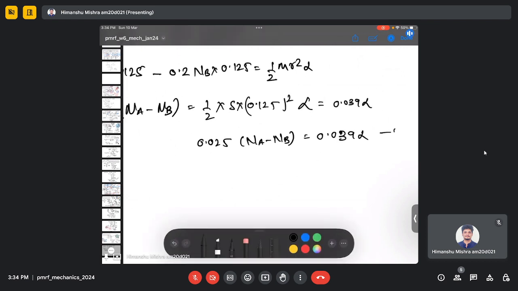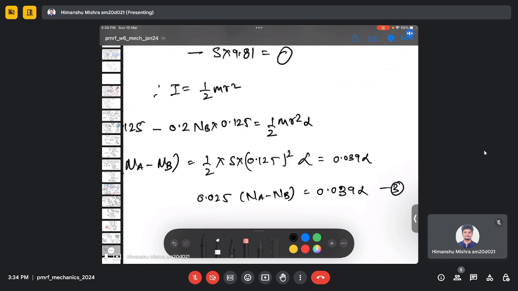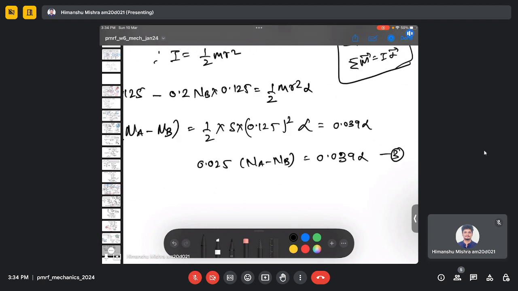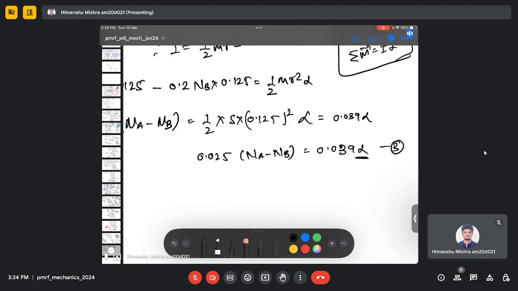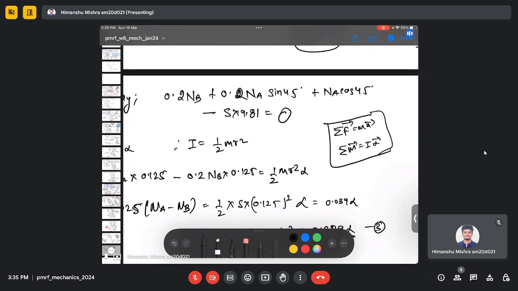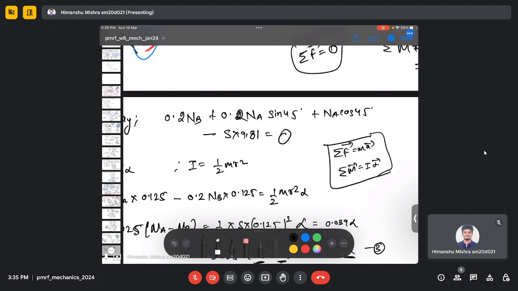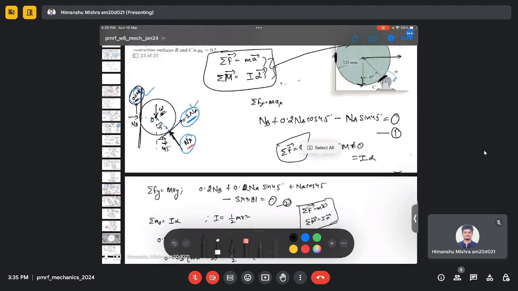So this is our third equation. So we actually generated three equations from force balance as well as moment balance. So using these two, we actually generate three equations. And from equation 3, we can see that in order to find the angular acceleration here, we need to first calculate the normal reactions. And those normal reactions we will be calculating from equation 2 and equation 1, which we obtain from the force balance.